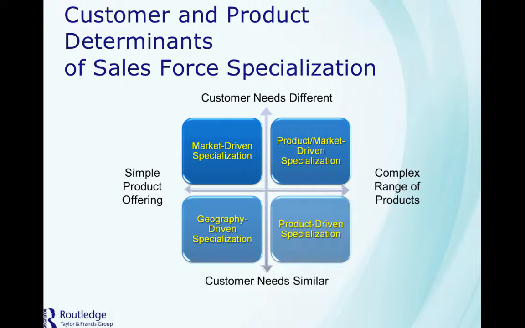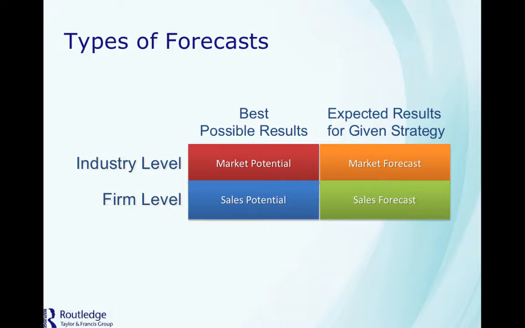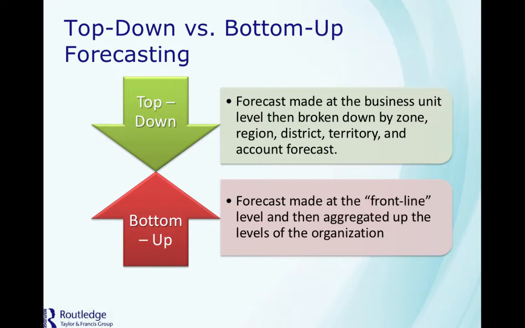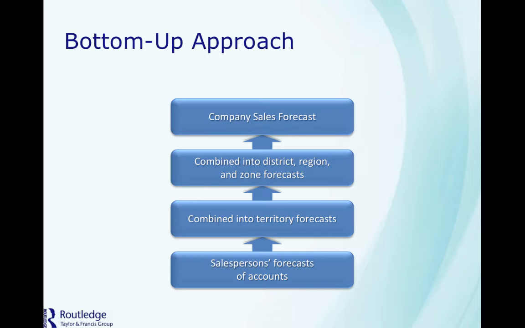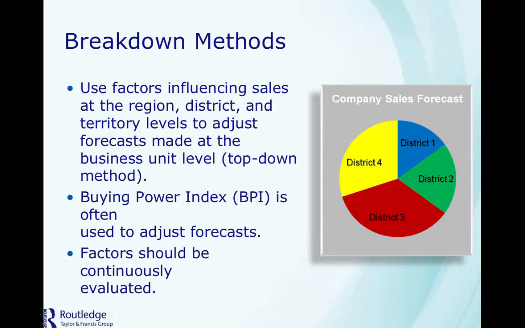From Chapter 4, looking at the differences between market specialization and some of the determinants of those decisions. The role of forecasting, the importance of it, and some of the forecasting methods that are used and what they're used for. Top down versus bottom up, different approaches for those. Moving averages, exponential smoothing, decomposition, the breakdown methods.